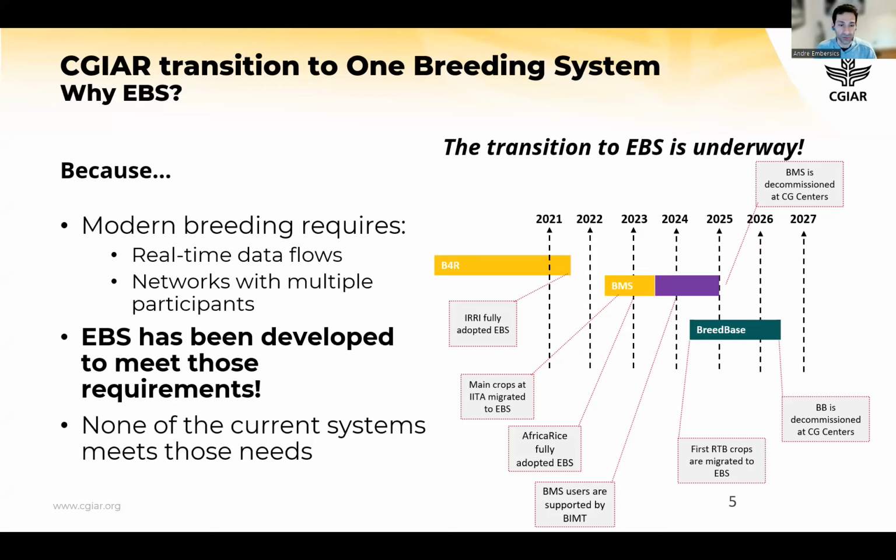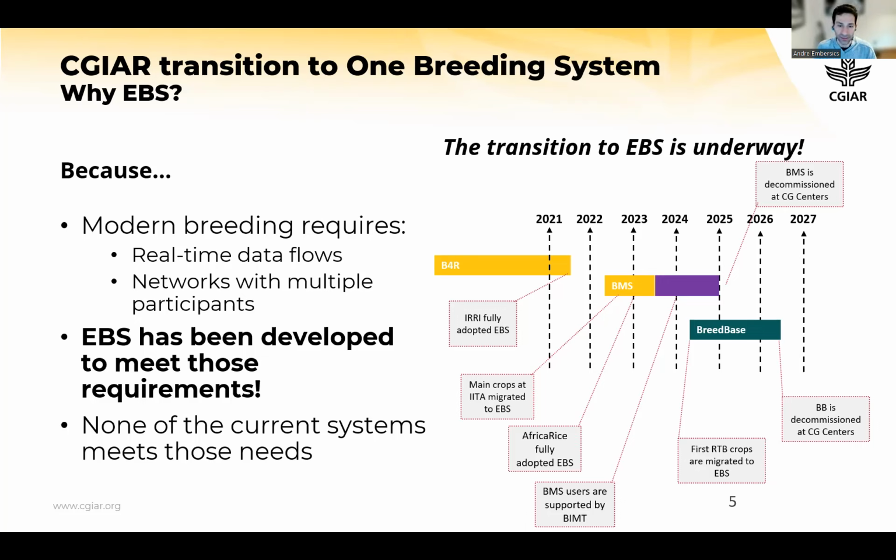So we have IRRI fully adopting it in 2021. Then we started a transition also from BMS to EBS with some crops within CG. IITA was one of the first to do that migration. Then Africa Rice, and in 2024, our team will start to support some of the BMS users, not all of them, but a limited list of BMS users already preparing to transition into EBS in the future.